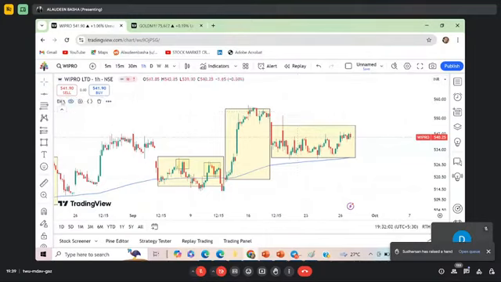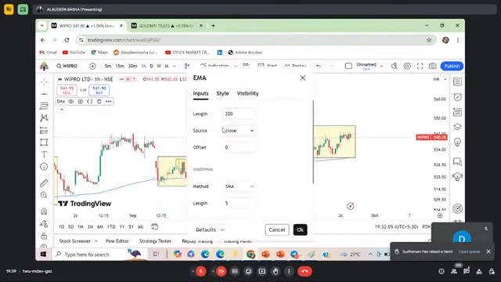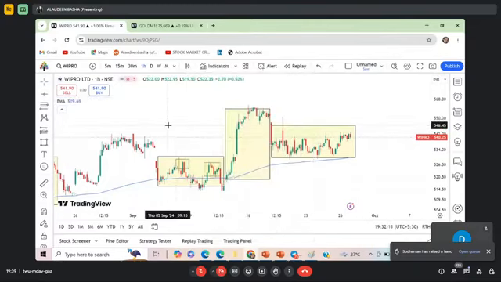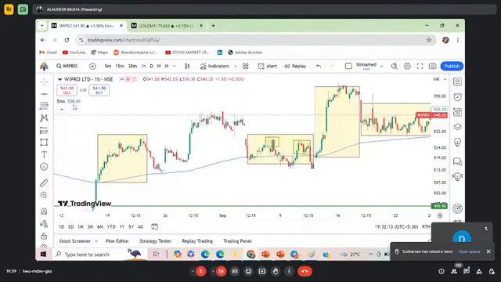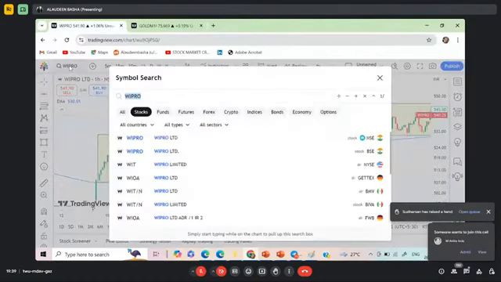You put this setting as 200, and the source is close, not open, high or low. Always fix the source as close. So based on the closed candle, you can decide. So EMA 200 is somewhat good for long term. You can refer to any other script.